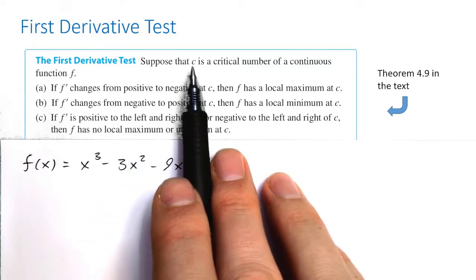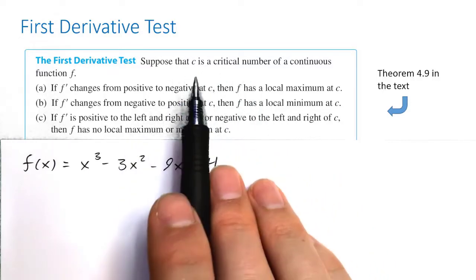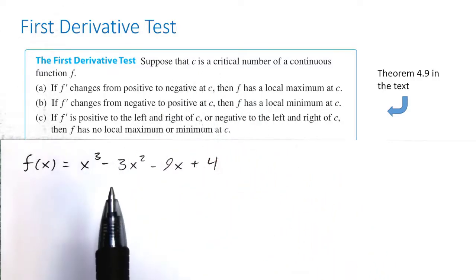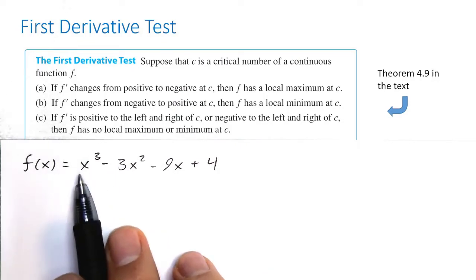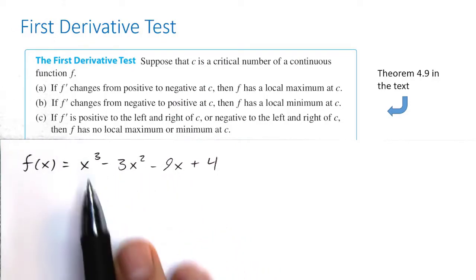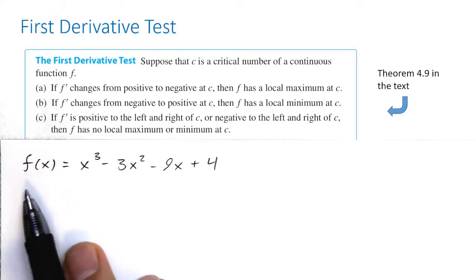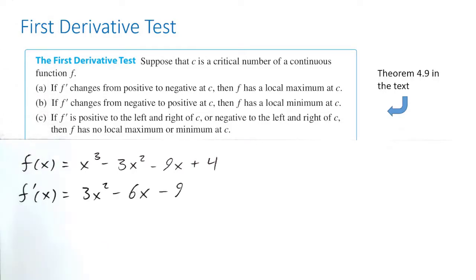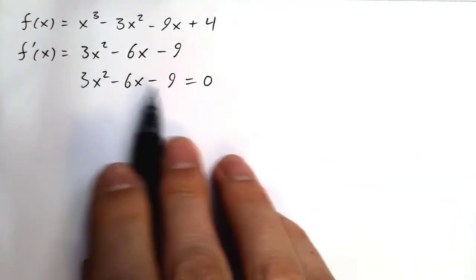It says to find the critical numbers, right? We need to find where these critical numbers are. What is a critical number? A critical number is where the derivative is 0 or does not exist. We don't have to worry about the derivative not existing for a polynomial, but we can find where it's equal to 0. So let's compute the derivative of this function, and we're going to set it equal to 0 and solve for x. And just like in the last video, we divided through by 3 and then we factored. So let's do the same thing here.